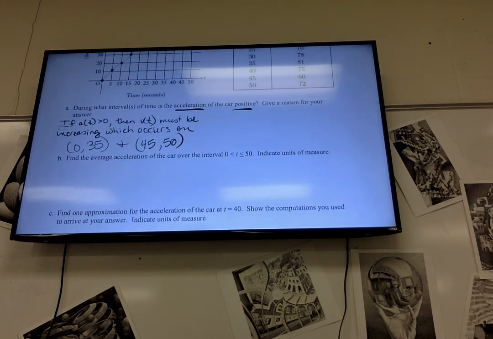Average acceleration. That's where you take the slope. It would be these numbers, v of 50 minus v of 0, because the slope of the velocity is acceleration. So that's why we're not finding the acceleration first. Over 50 minus 0.